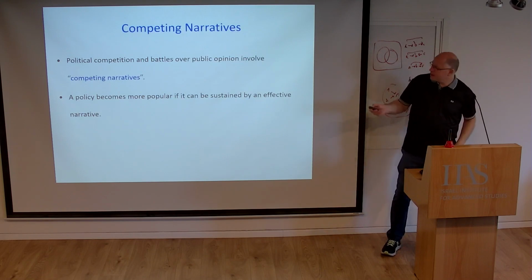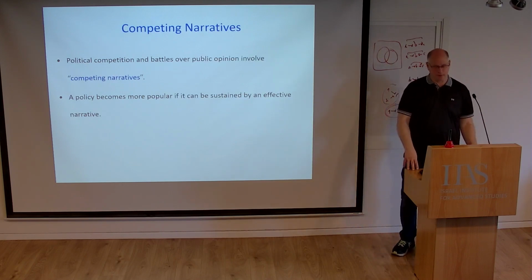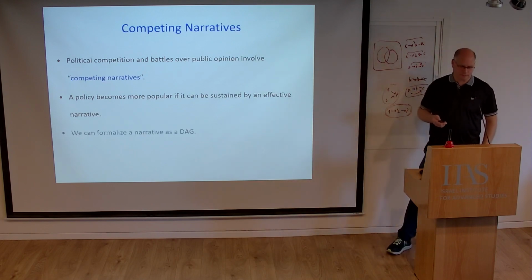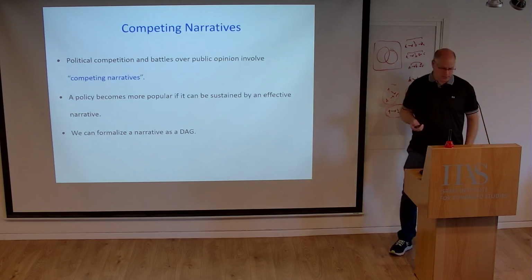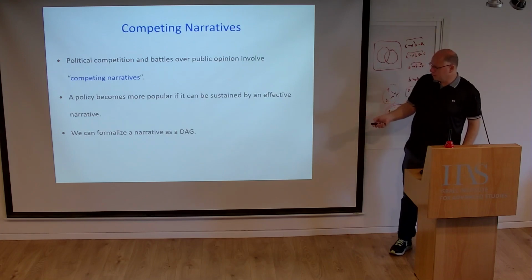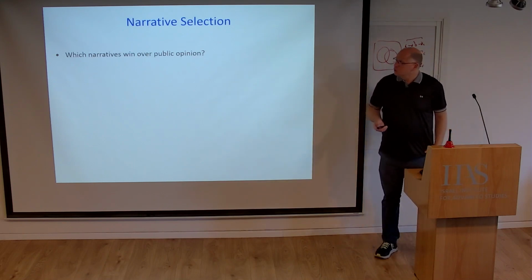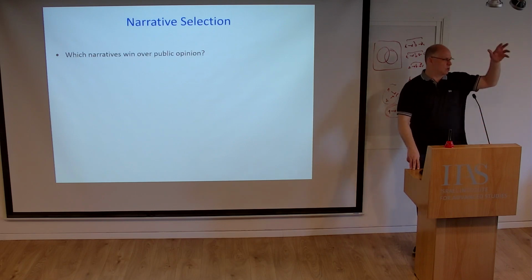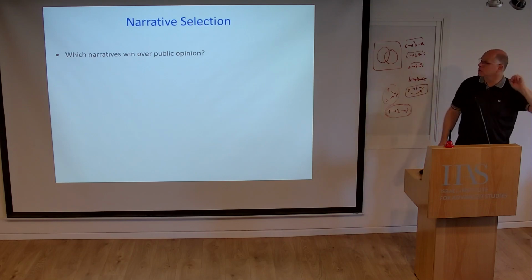And the basic idea that I'm going to propose here is that a policy becomes more popular and more likely to be implemented through the political process if it can be sustained by an effective narrative. I didn't say what an effective narrative is yet, that will come in a second, but following up on this approach, I'm going to model a narrative as a DAG. So a narrative is just going to be a DAG. It's going to be a causal model about how policies map into consequences. That's going to be a narrative. It's going to be a causal model of the mapping from policies to consequences.